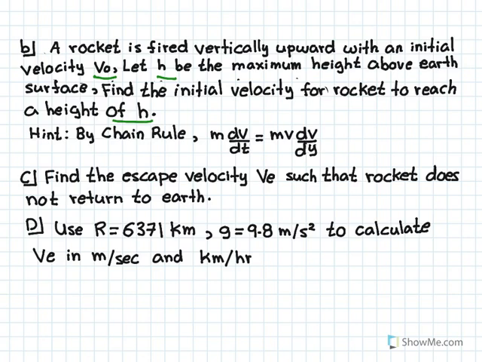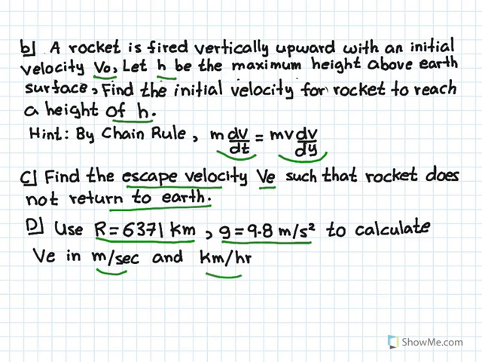We need to apply the chain rule. m dv/dt is equal to m v dv/dy. So we have to apply the chain rule to produce that result. Part C: find the escape velocity v_e such that the rocket does not return to Earth. And part D gives us some values. The radius of the Earth is 6371 kilometers, and gravity on Earth is 9.8 meters per second squared. We're asked to find the escape velocity in meters per second and also in kilometers per hour.